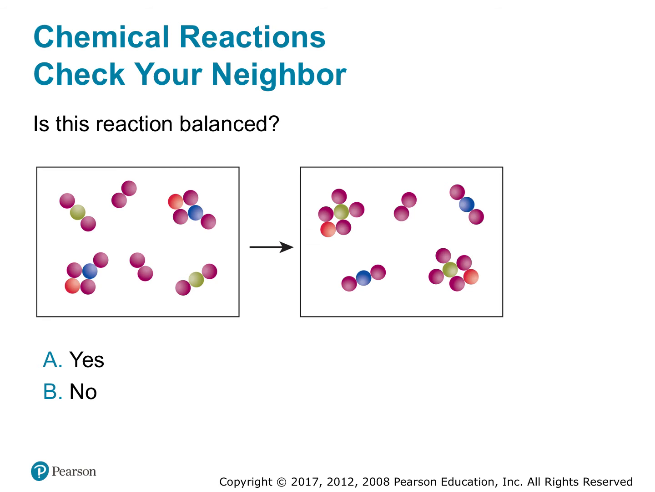So each of these different blobs represents an atom, and each color represents a different species of atom. So maybe the pink ones are hydrogen, and maybe the yellow one is oxygen, maybe the blue one is carbon. It doesn't matter what they are, but each different color represents a different kind or a different species of atom. So is a reaction balanced? You'll know that it's balanced if you have the same number of each kind of atom before as you have after. So let's count up the pinks.